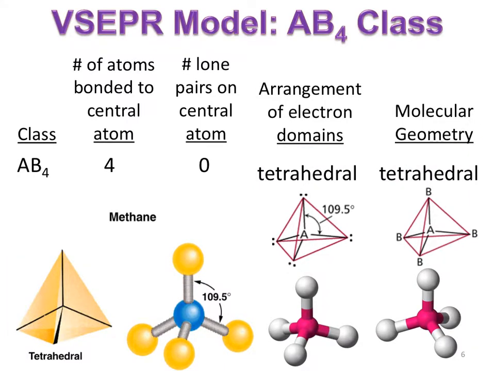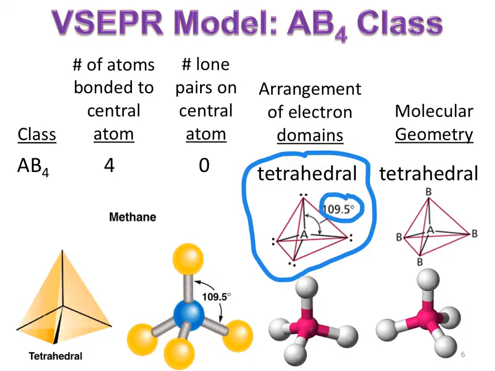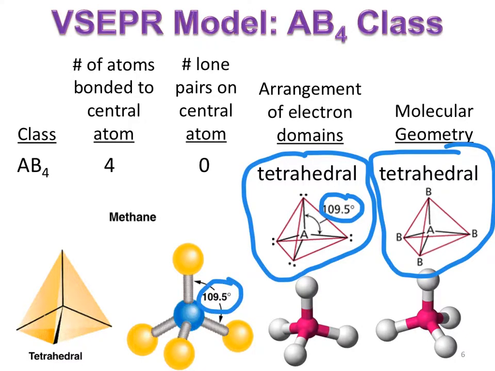In the AB4 class, we have 4 atoms bonded to the central atom and no lone pairs. As a result, we end up with a tetrahedral arrangement of the electron domains. The bond angle in the tetrahedral system is 109.5, and because there are no lone pairs, the molecular geometry is also tetrahedral. Our example molecule is methane, which is a carbon with 4 hydrogens. Note here the bond angle is 109.5.